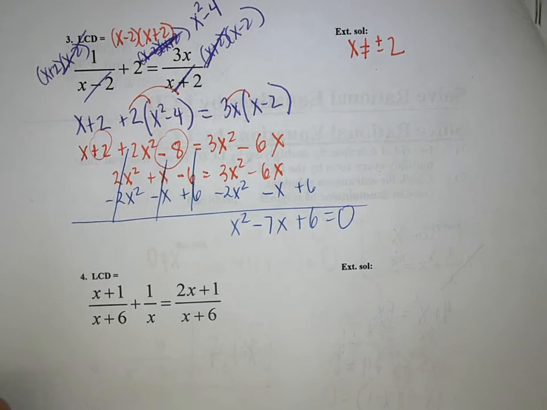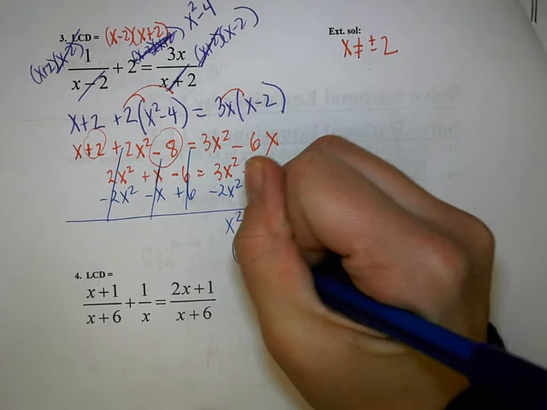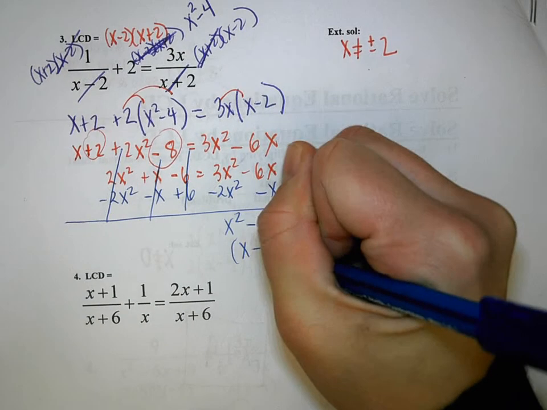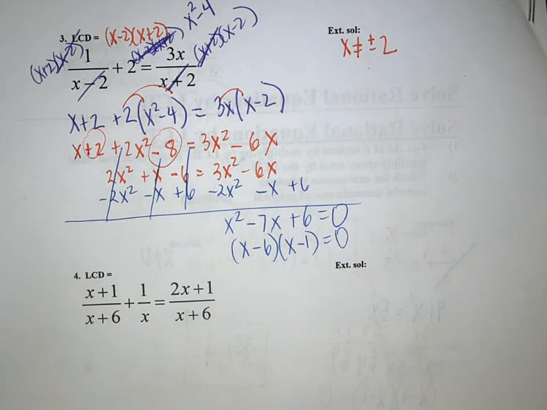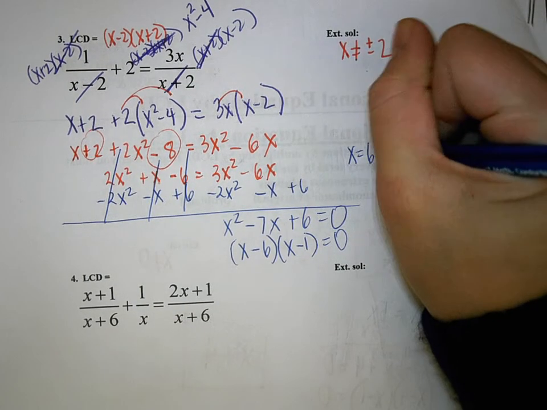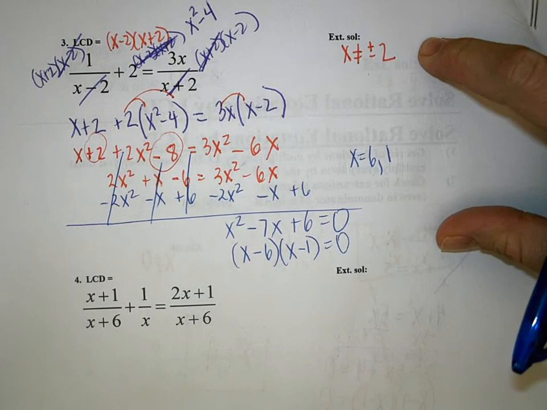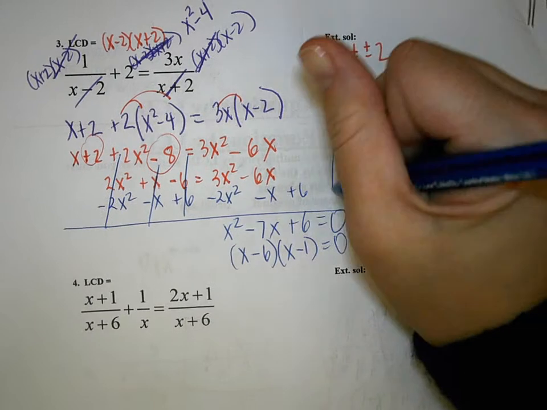Okay, so now you can factor that. So what multiplies to be positive 6 adds to be negative 7? x minus 6, x minus 1. You need 2 negatives in order to multiply to make a positive, right? And when you set those equal to 0, what does x equal? Good. Do any of those match my extraneous solutions? No. This is my answer.